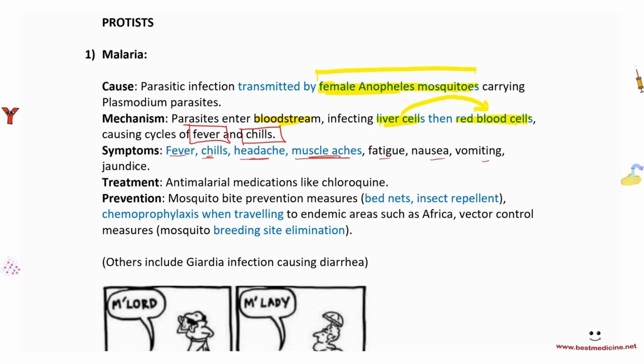Treatment. What is the treatment for malaria? Well, that is an anti-malarial medication like chloroquine. For the sake of exams, you don't have to remember this drug. However, it's a popular drug, and it was mentioned in the book, so I've mentioned it here, okay?